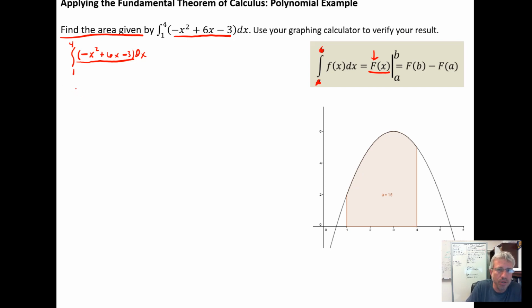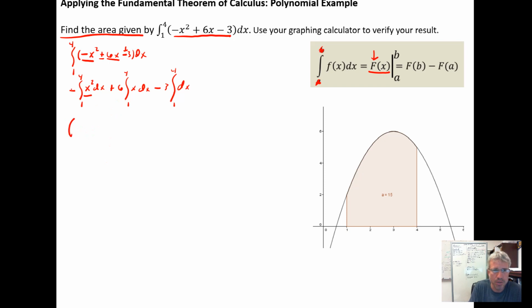So one possibility would be to break it into the individual integrals. The negative x squared, I could rewrite as the opposite of the integral of x squared dx, and I would still be evaluating from 1 to 4. Plus, here's a 6x, so 6 times the integral from 1 to 4 of x dx, minus 3 times the integral of dx from 1 to 4. So one way we could do it is just break it up into the pieces, and then for each of the pieces, try to find an antiderivative.